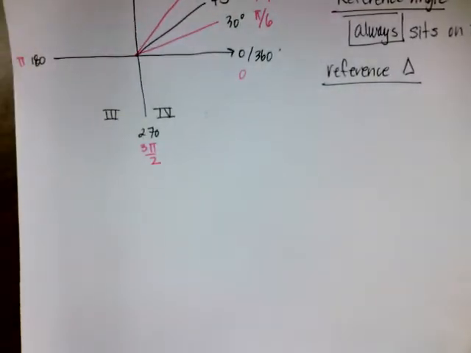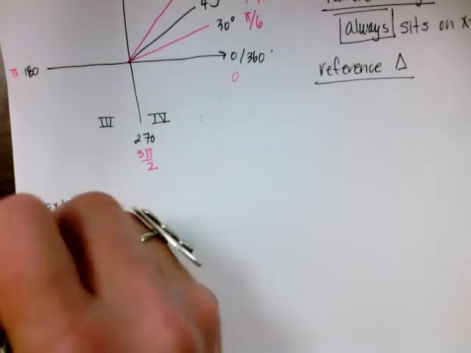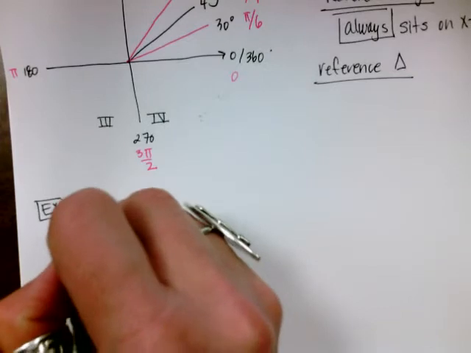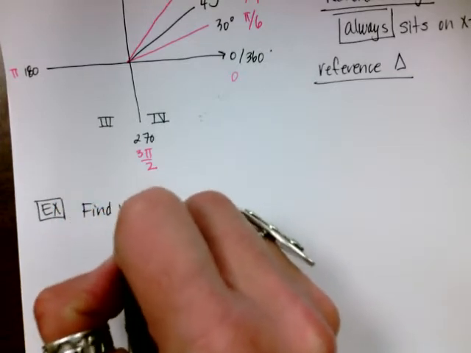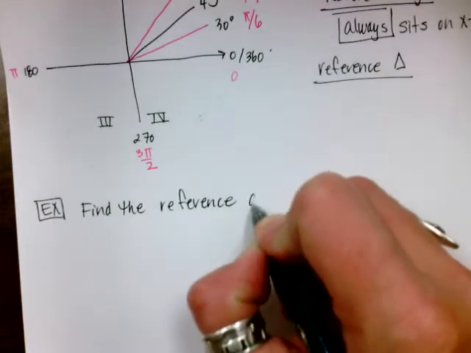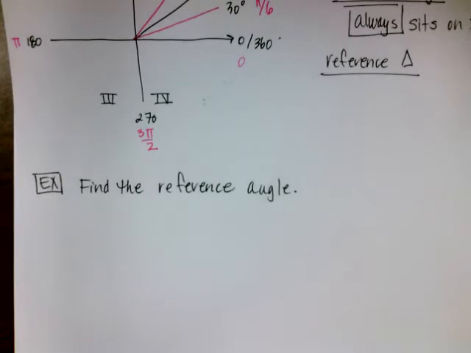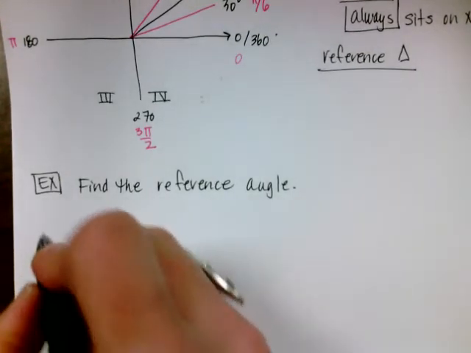All right, so I'm just going to start by doing some examples. All of the directions are going to say, find the reference angle. And I'm going to do some additional labeling, because that's the information that we're going to use as we get ready to start identifying things.